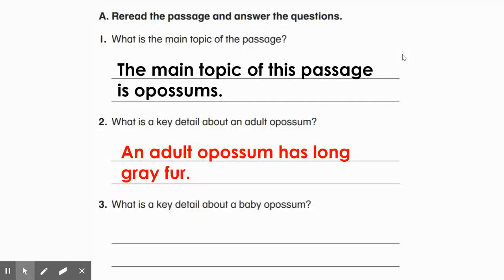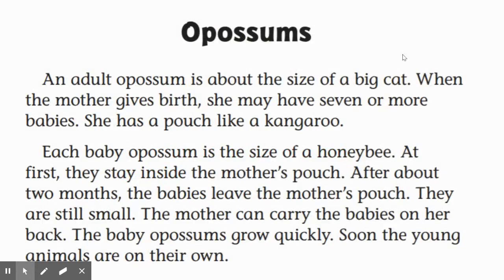Number 3, what is a key detail about a baby opossum? Whoa, we also identified a key detail about that also. Let's go back and look at that first page to learn more about baby opossums. Well, on this page, we learned that they are the size of a honeybee, which is really tiny. Oh yeah, and we read about how they stay inside the mother's pouch for 2 whole months. That was the key detail I wrote down earlier in my graphic organizer. I can use that one again to answer this question number 3.